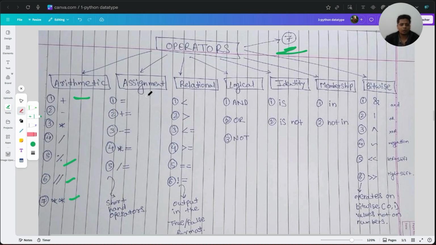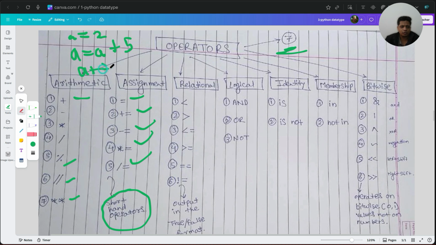Now the second operator is the assignment operator. Assignment operators are equal to, plus equals to, minus equals to, star equals to, divide by equals to, double divide by equals to, star star equals to. All the arithmetic operators can be used as assignment operators. These are the shorthand operators. Why shorthand operators? If A is equal to 2 is given, and you want to increment this value by 5, then what do we do? A is equal to A plus 5. But this can be reduced using the assignment operator: A plus equals to 5. See, this long form can be reduced to this short form, by the use of the assignment operator.